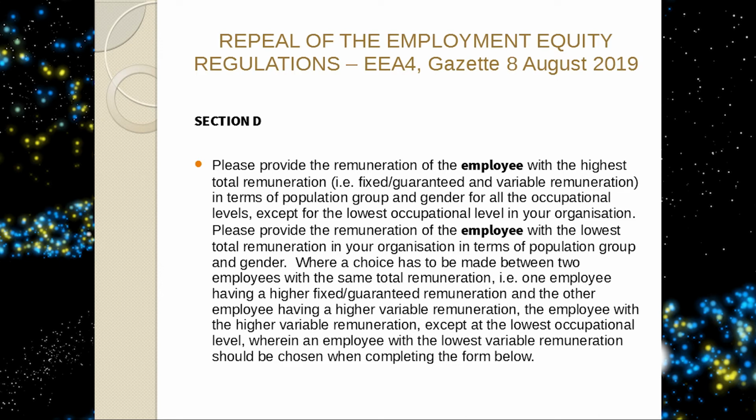That you do for your top tiers, your top, senior, middle, junior, semi-skilled. When it comes to your unskilled and or your lowest occupational level, there, if you have the same total remuneration, you will need to submit the one person with the lower variable remuneration.